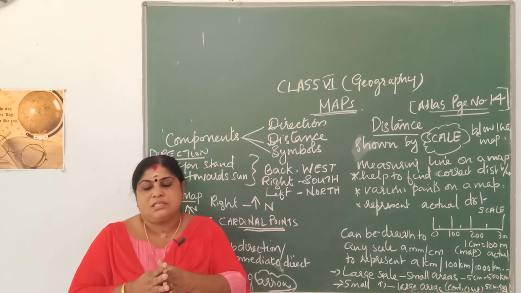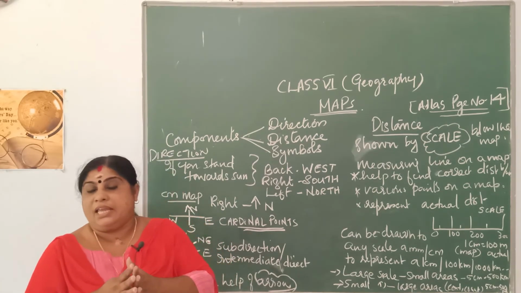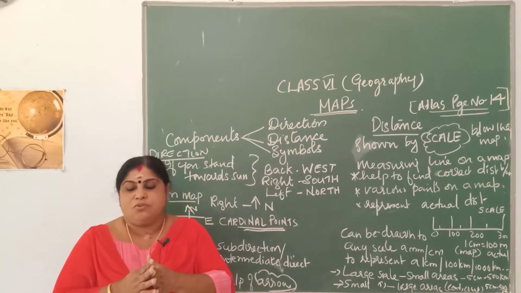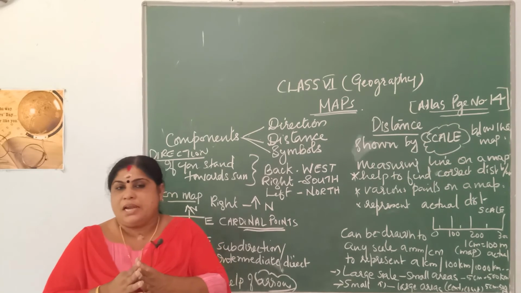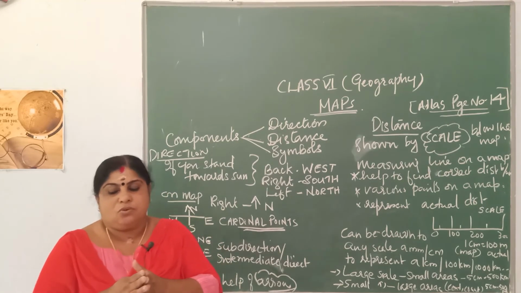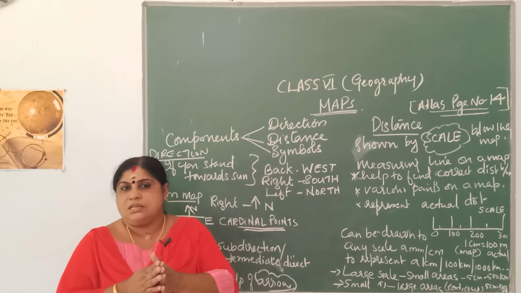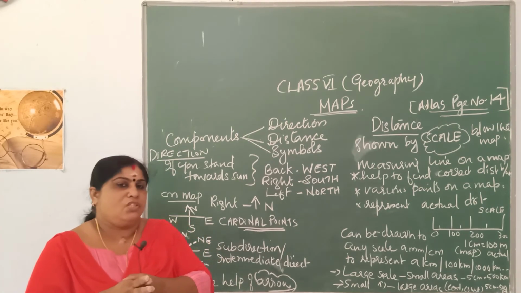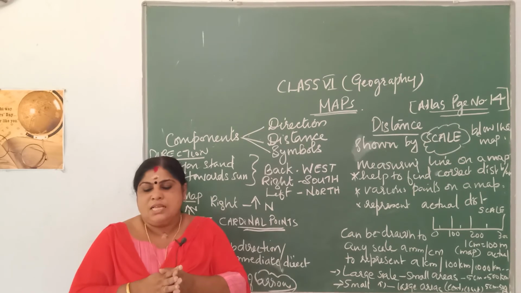And there is some sort of agreement that has been made all over the world regarding the use of certain symbols. There are certain symbols that are commonly used on maps all over the world, which we call conventional symbols.